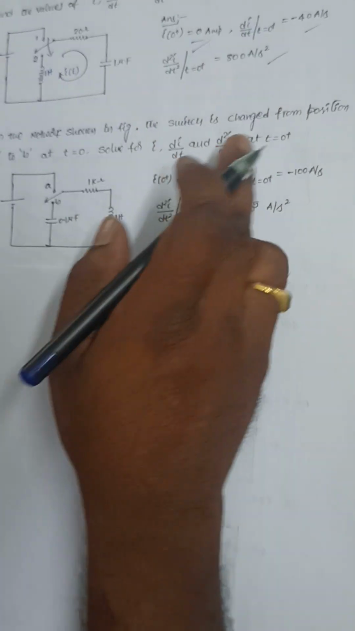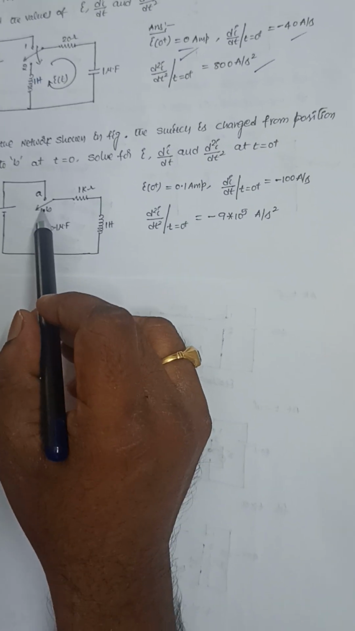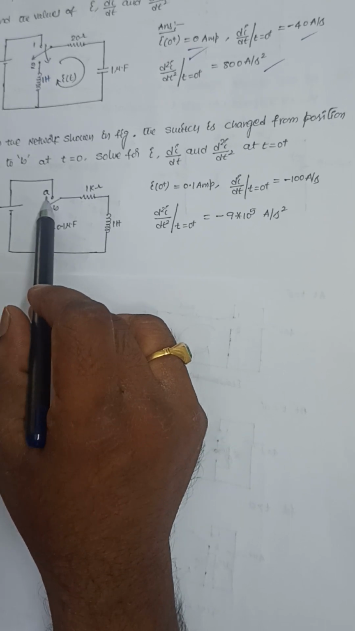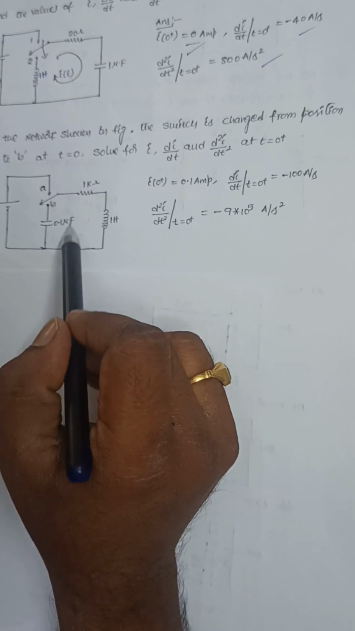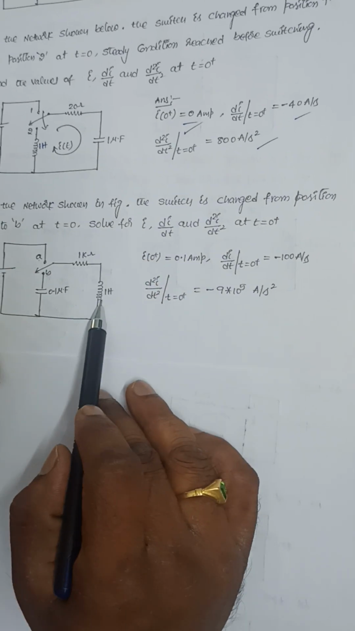In this network, the switch is changed from position A to position B. Same thing, instead of 1 and 2, A and B are replaced here. And previously it was capacitance and inductance, now it is inductance and capacitance. That is the only change.